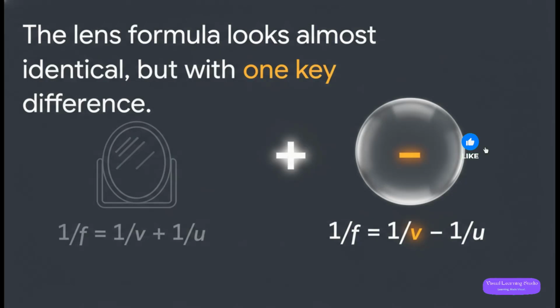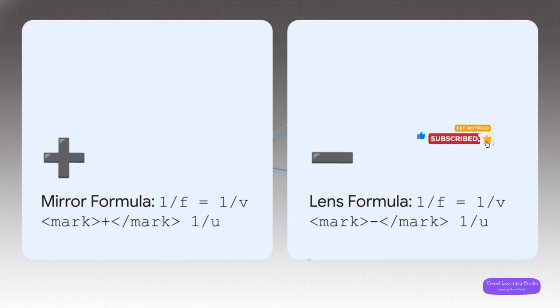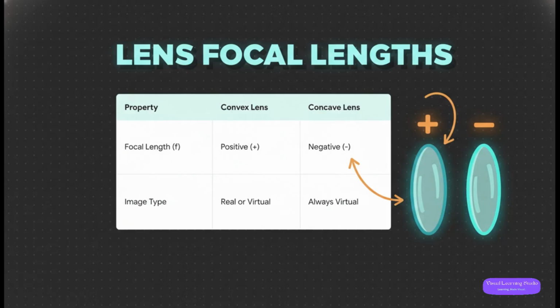That's crucial. So what about lenses? The formula is almost identical, but watch out for one tiny critical difference. You see it? A plus for mirrors, a minus for lenses. That small change, well, it changes everything. And just like with mirrors, the two types of lenses have opposite signs for their focal lengths.